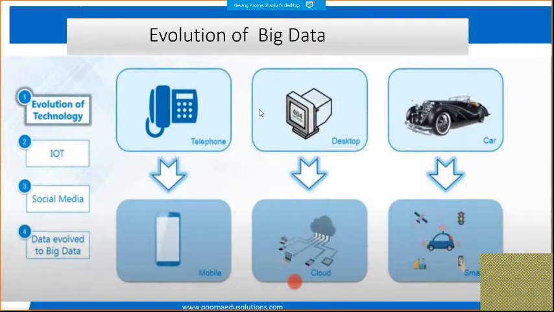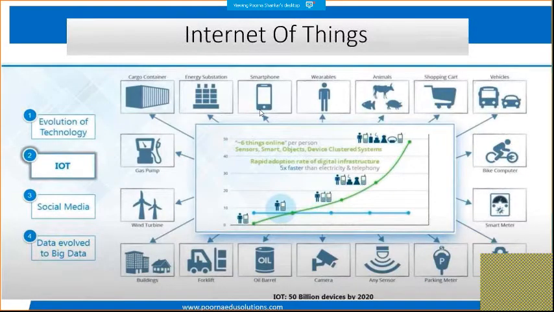If you see, initially it was all telephone, and then from telephone the evolution happened. So, migrated to mobile, similarly from desktop now to cloud, and from car to smart cars, autonomous vehicles, which we discussed. Now, the second major contributor is IoT, Internet of Things. So, 50 billion devices are connected to the Internet in 2020.